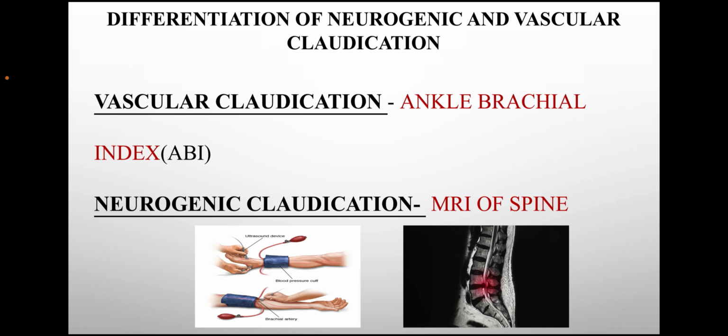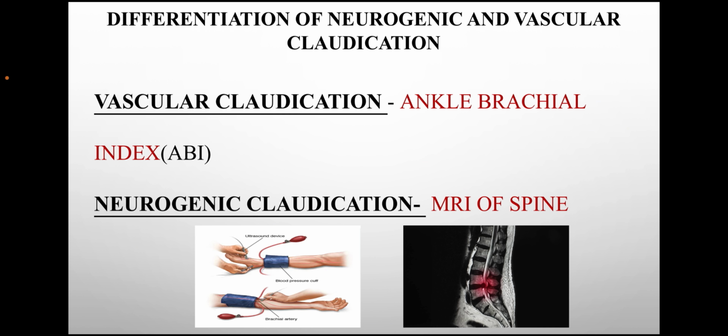Differentiation of neurogenic and vascular claudication. In vascular claudication, we can confirm the diagnosis by using the ankle brachial index. It is a method in which the systolic blood pressure of the lower extremity is measured at the ankle, and it is divided by the blood pressure measured at the arm. So systolic blood pressure of lower extremity divided by systolic blood pressure of upper extremity, and we get a value. If the value is below 0.9, it is an indication of reduced blood supply or blocked arteries. So it can be a confirmatory diagnosis for vascular claudication.